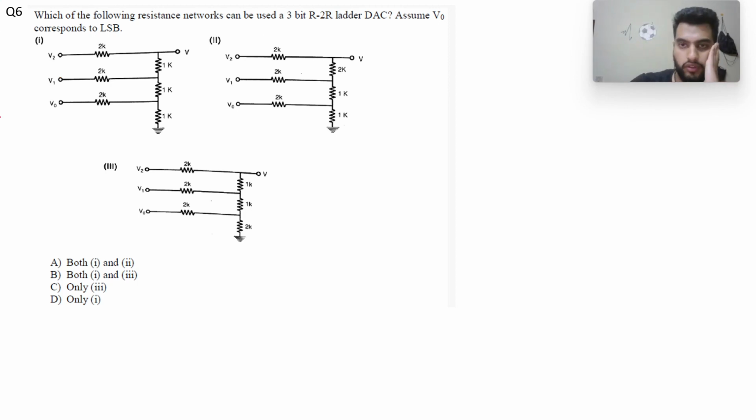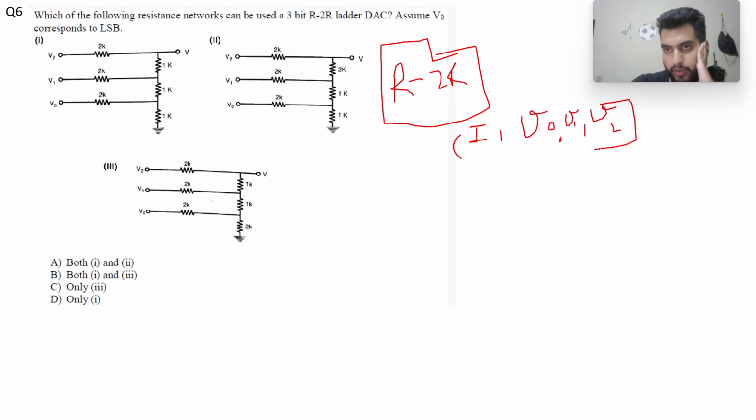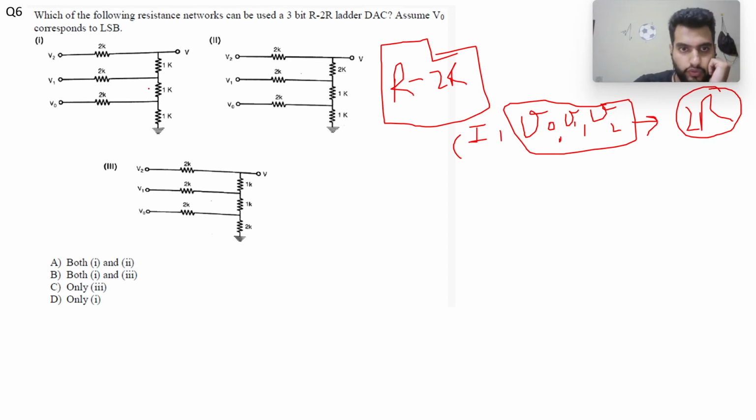See, whenever we talk about an R2R DAC, keep in mind it needs to follow three conditions. All three conditions need to be satisfied for a network to be used as an R2R DAC. Number one, your digital inputs, here V0, V1 and V2, need to be applied to the 2R resistor. So if you look at all three networks, they follow the criteria. So all three networks follow condition one. All of them need to be satisfied, then it can be used as the R2R DAC.